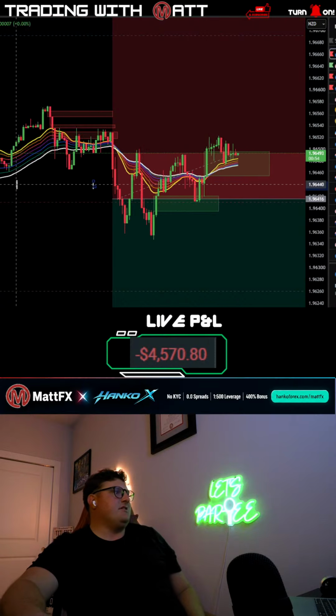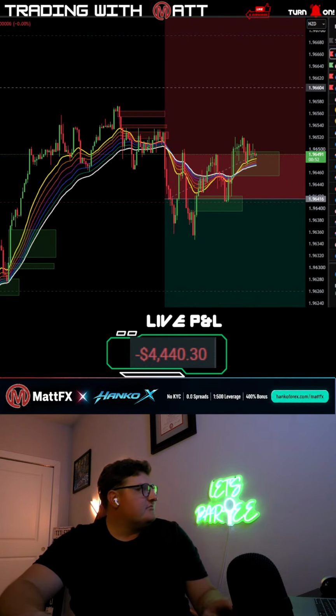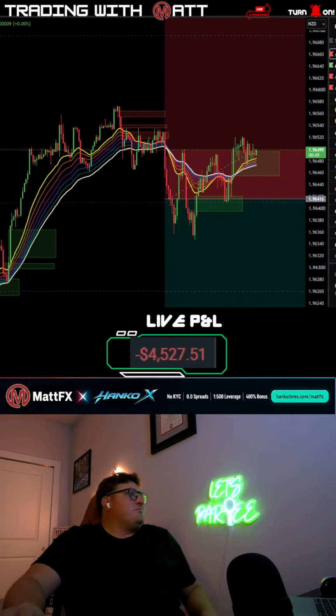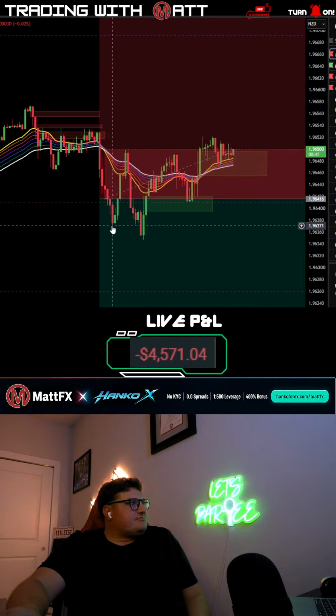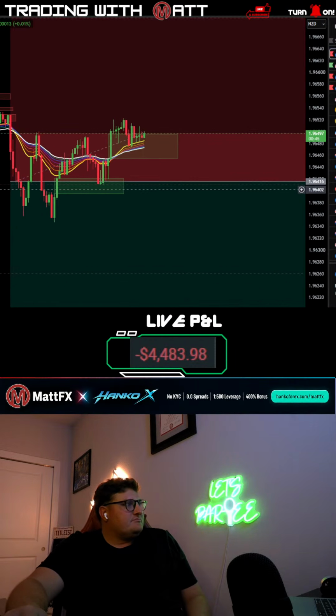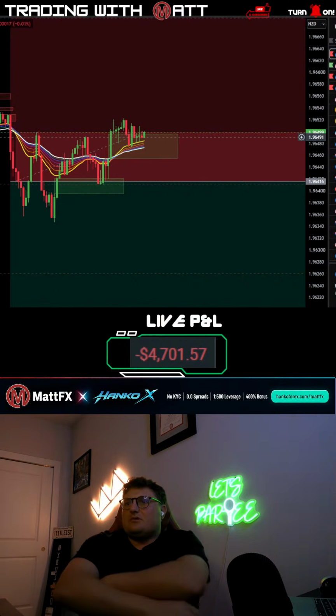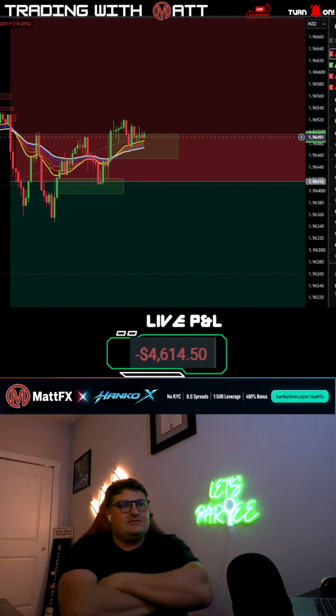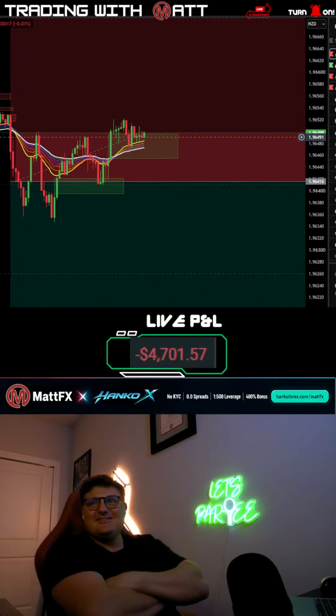Consolidating heavy right here. We're gonna see some sort of breakout. We're gonna see some sort of breakout here. I figured.